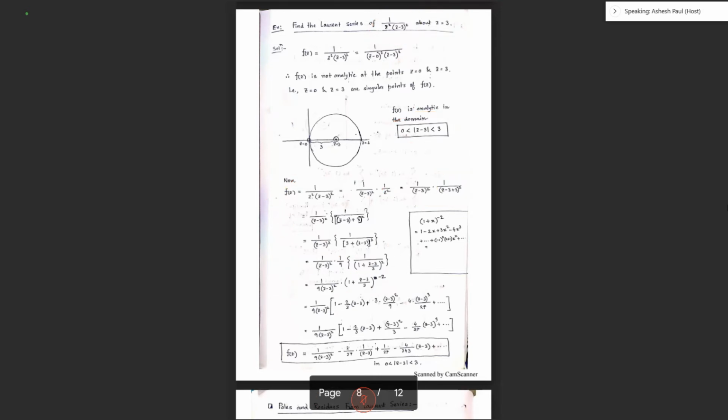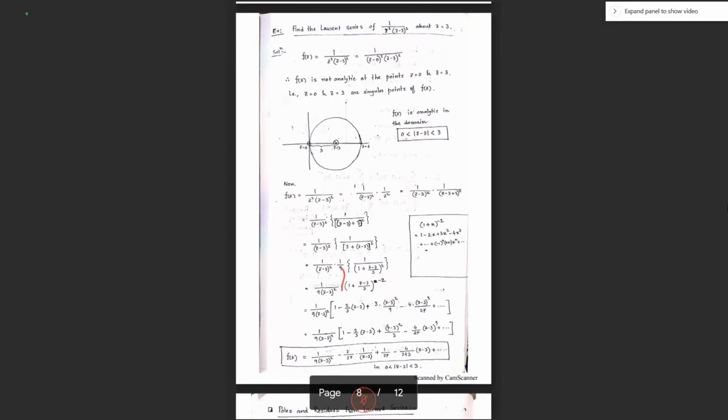So we got this (1 + (z − 3)/3)^(−2). Now this can be expanded by the binomial theorem. The rule is like this: (1 + x)^(−2) can be expanded as 1 − 2x + 3x² − 4x³ and so on. By using this rule, we expand (1 + (z − 3)/3)^(−2) in this step, and we get this expansion.